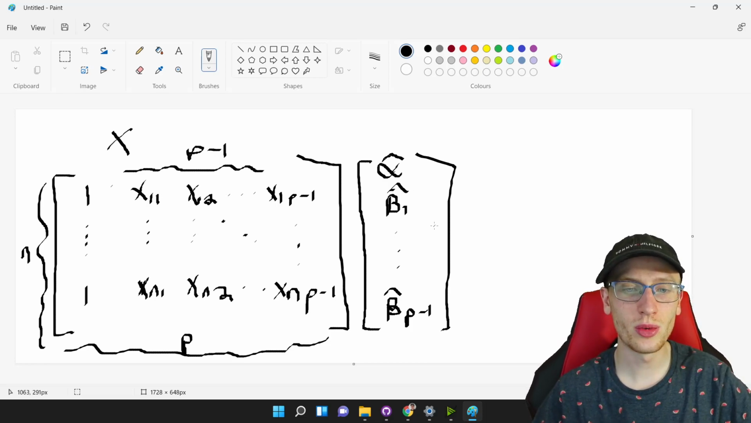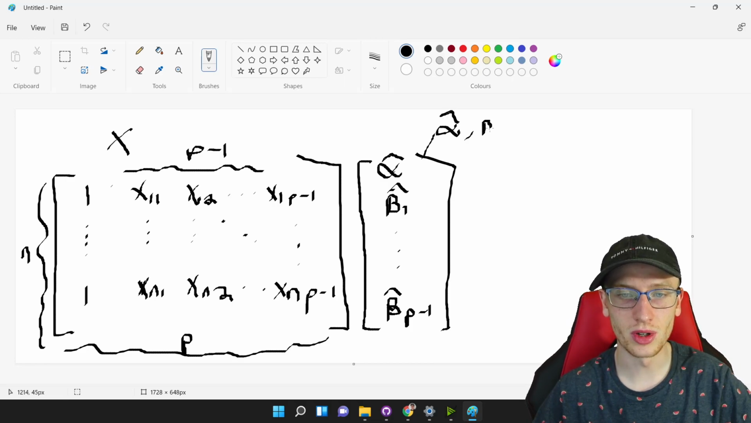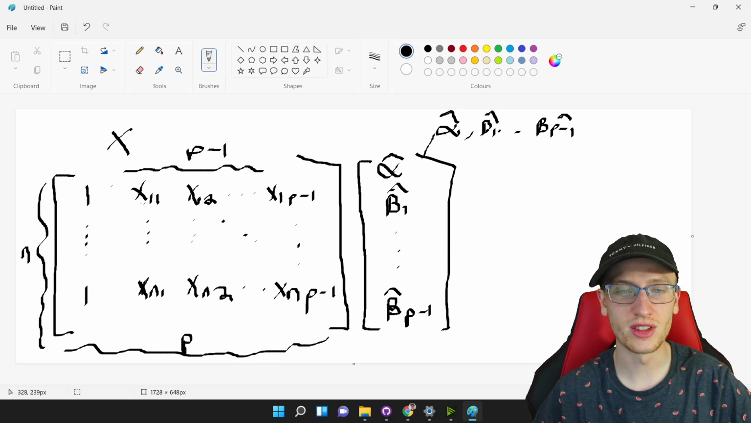So what we actually want to do here is think about stretching this thing out so that it's horizontal: alpha hat, then beta 1 hat, and then up until beta P minus 1 hat. If you stretch all this out sideways, think about pairing it up with this row, and then all of the rows here, and you do multiplication where they touch. So it's alpha hat times 1, which is just alpha hat, plus beta 1 hat times x11, plus, if there's a 2 here, beta 2 hat times x12, all the way up until beta P minus 1 hat times x1,P minus 1.